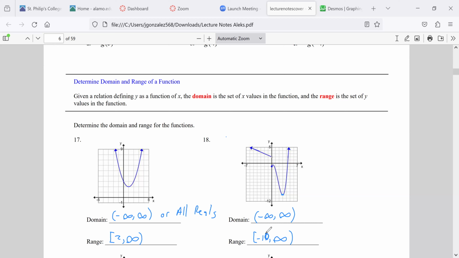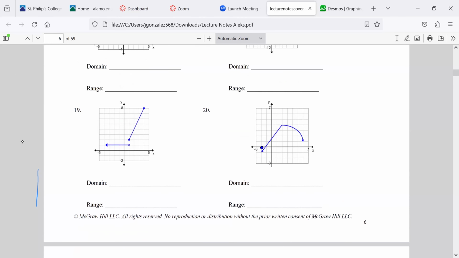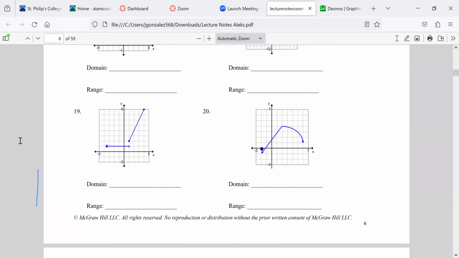Did you see the idea though? Yeah, I'm starting to get it. If it would have kept going all the way down, then it would have been negative infinity to infinity. Like if we had an arrow going like this. It went off the map. Any questions on 17 or 18? Two more.